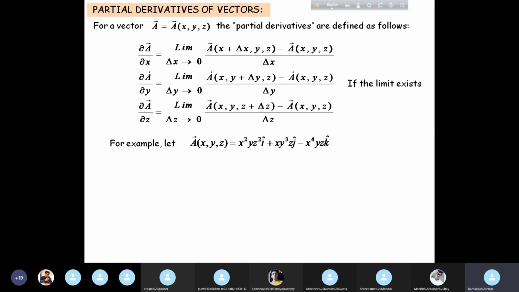So suppose we have a vector which looks like this. It's a function of x, y, and z: x square y z square i cap plus x y cube z j cap minus x to the power 4 y z k cap. Can someone tell me what is the value of del A del x?